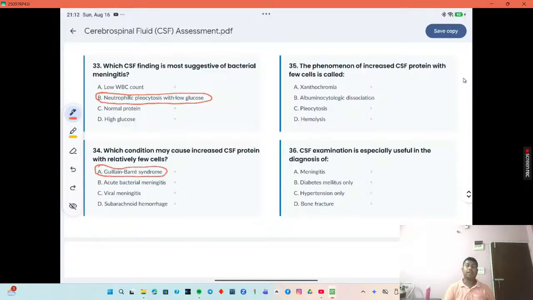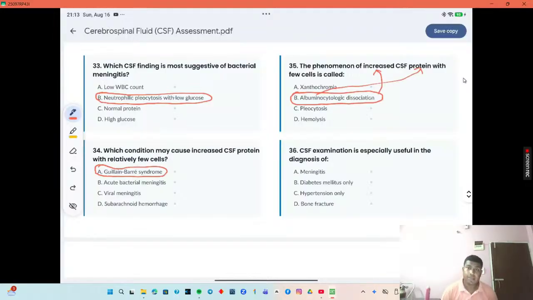Okay. Now I will move to the next question. The phenomenon of increased CSF protein with few cells is known as albuminocytologic dissociation. Albumin is a type of protein, and we have to remember it.